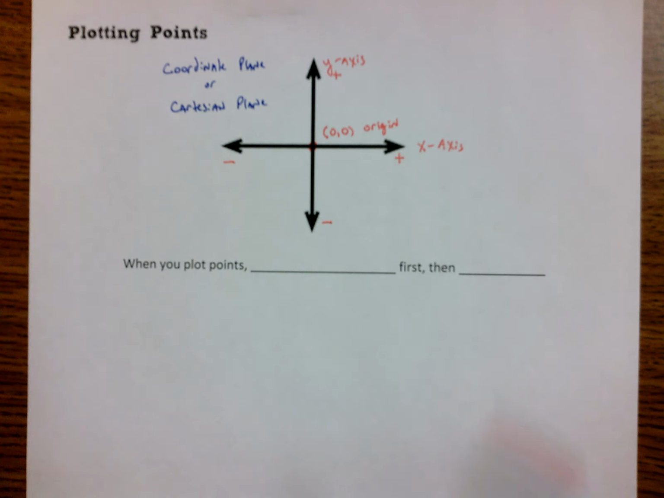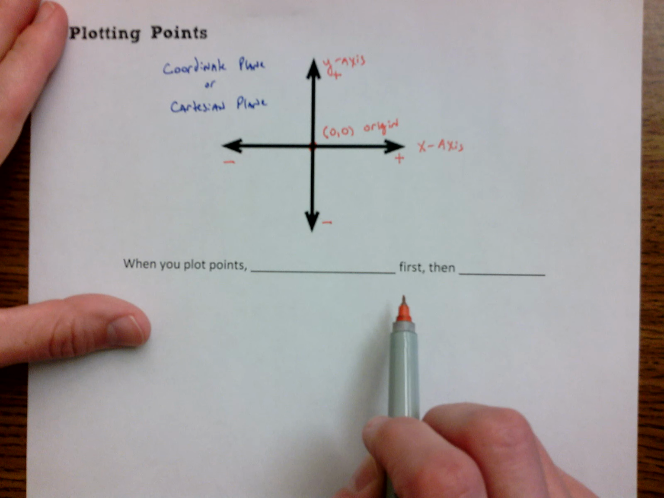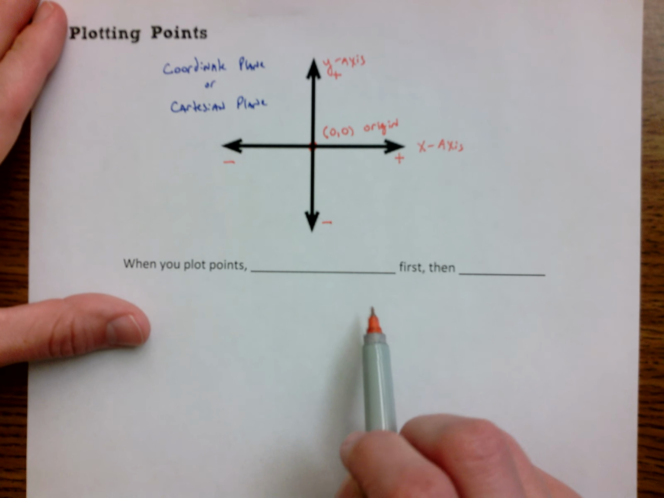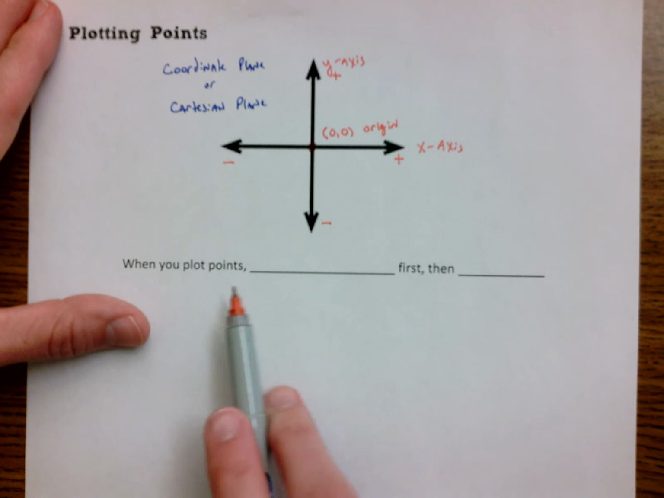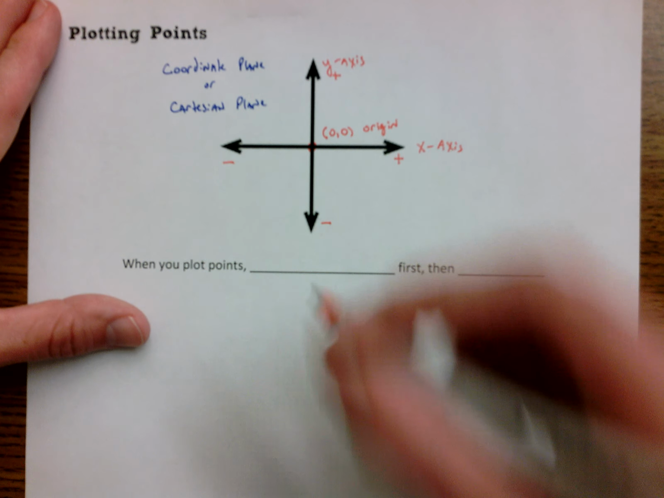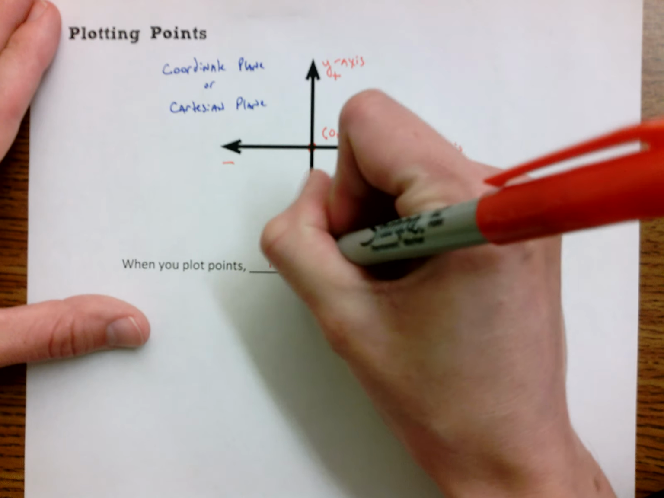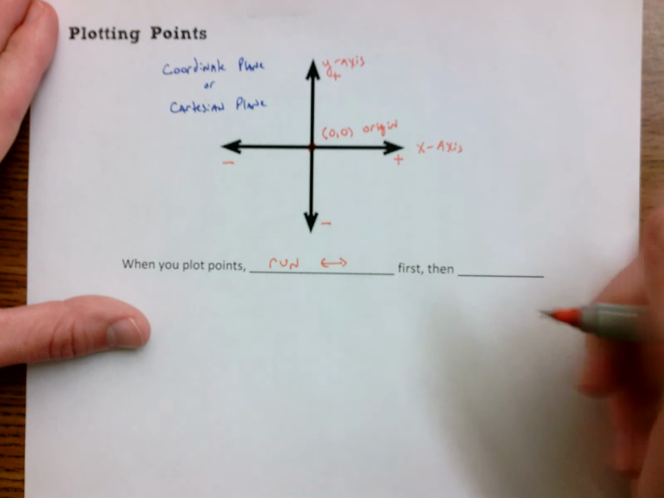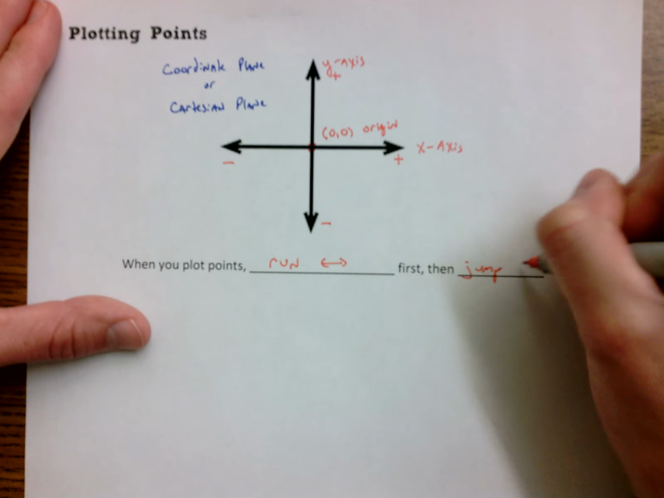Okay, now when you plot points, this is going to be kind of a weird thing to think about. But the way that I think about it is that you run and then you jump when you plot points. Okay, so when you plot points, you first run sideways and then you jump up or down.